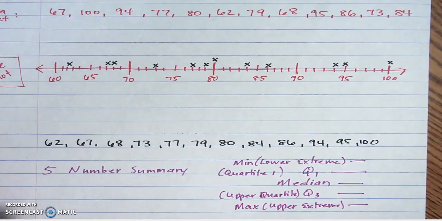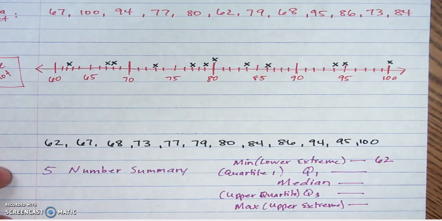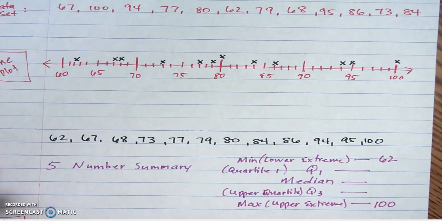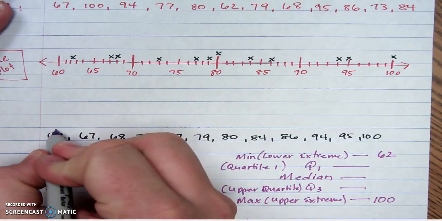The minimum and the maximum are pretty easy to see. The minimum is the lowest value, which is 62. The maximum is the highest value, which is 100. The next easiest one for me to find is the median. You should remember how to find the median. I'm going to kind of eliminate from both ends on my way in. I do not like to cross the whole number out because I want to be able to see what it is. So I'm just going to put a little mark above it.